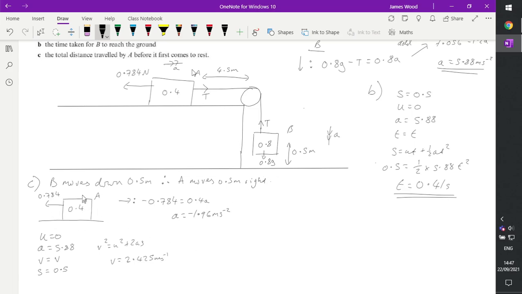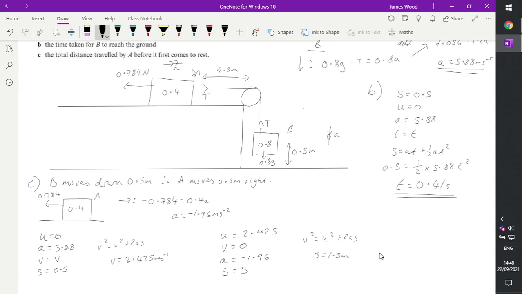So now we know a bit more about this second period of motion. We know that its initial speed was what we just worked out here, 2.425. We know its final speed, because we want it to come to rest, was 0. We know its new acceleration, or in this case it was actually a deceleration, was minus 1.96, because it's being slowed down by friction. And we want to calculate how far it moves in that time. And we can then calculate S. S is 1.5 meters.